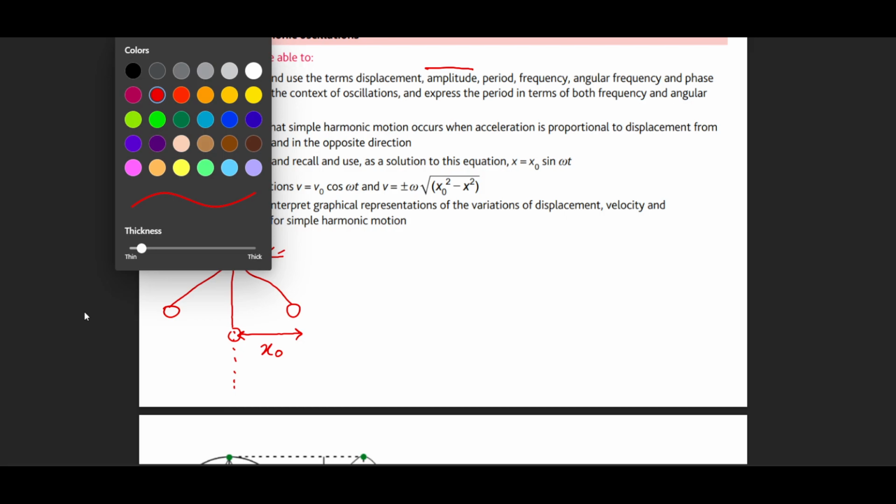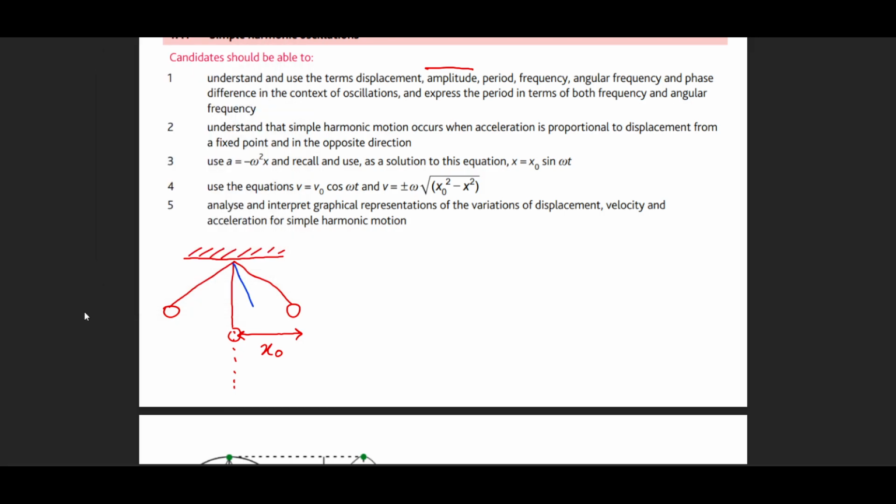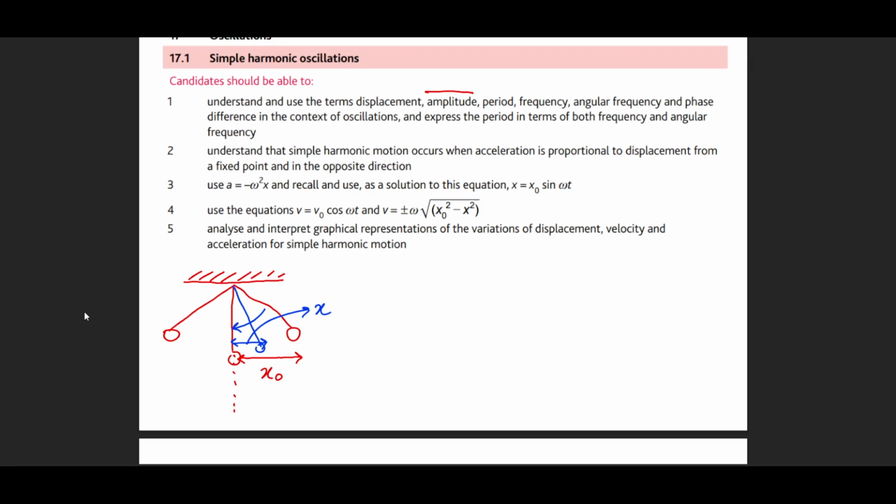At any other location, for example at this point during this oscillation, this distance or displacement will be known simply as the displacement and represented as x. So according to the syllabus, displacement is represented as x and amplitude as x naught. And we know period and frequency are linked with the formula f equals 1 over T.